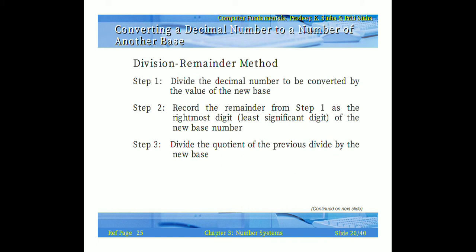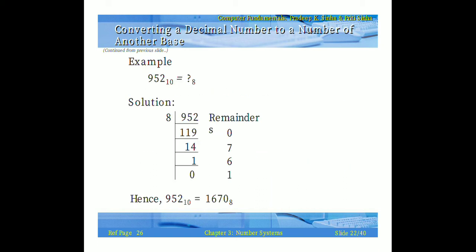So, the division remainder method. You can convert a decimal number into any other number system using the division and remainder method. Here 952 is a decimal number. You need to convert it to octal. The octal base is 8, so you go on dividing the number by 8 until you get the quotient 0. So 952 divided by 8 is 119, and the remainder is 0.